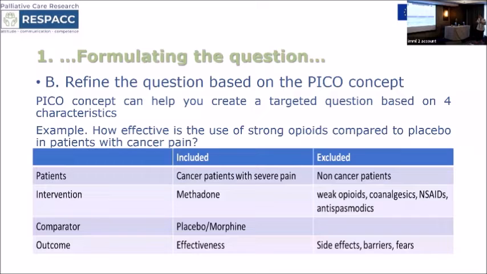And in this particular search, I'm maybe not interested, or maybe I am interested, in effectiveness, but maybe I'm also interested in seeing side effects. Or maybe I just want to see, is it working or is it not working? Or do I want to see, is it working, but at what price? And then I'm putting all of the side effects here. But I don't want to look in these conditions at side effects. I don't want to look at barriers. I don't want to look at fears. I just want to look at very specific effectiveness. So if this is the PICO in this situation, I want to look at cancer patients with severe pain, methadone compared with morphine, and to see how effective it is.